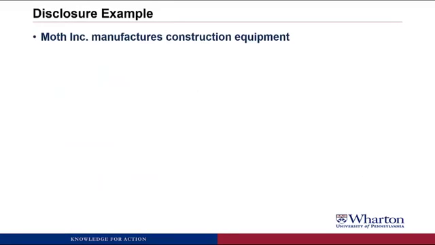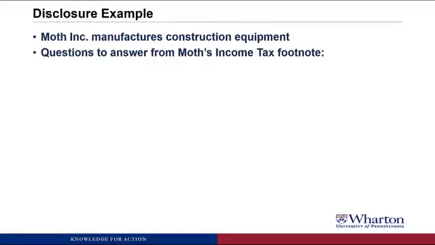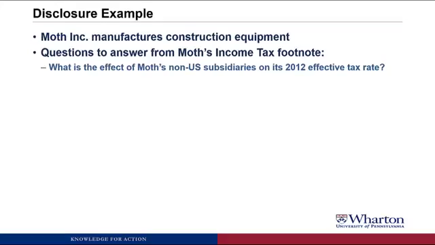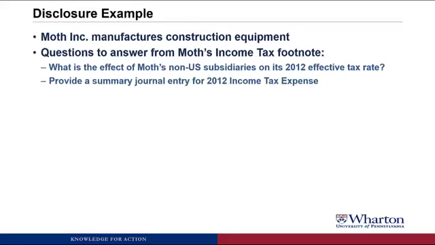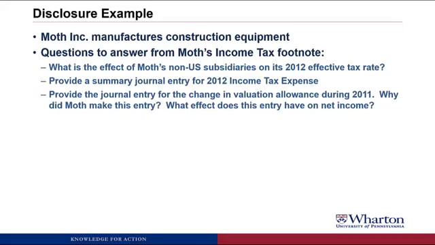So the company that we're going to look at in our disclosure example is Moth Incorporated, which manufactures construction equipment. The questions we're going to try to answer from the footnote disclosure are, what's the effect of Moth's non-US subsidiaries on its effective tax rate? We're going to try to do that summary journal entry for income tax expense, where we do income tax expense, income tax payable, and all the deferred taxes. We're going to do a journal entry for the change in valuation allowance during 2011.